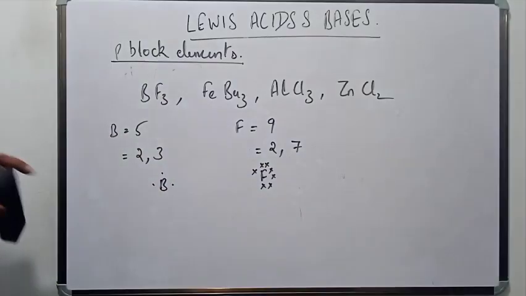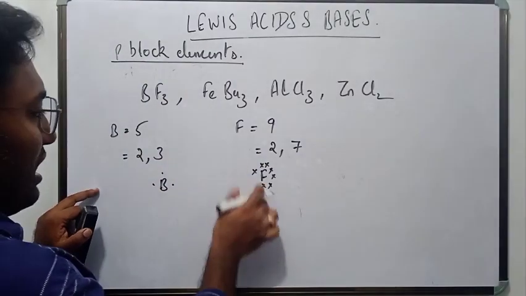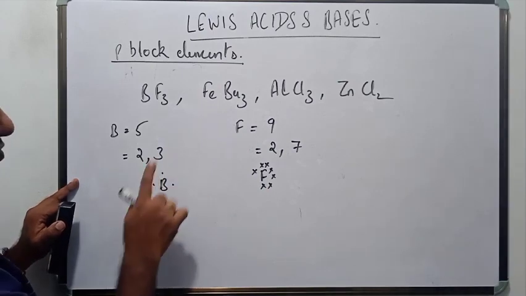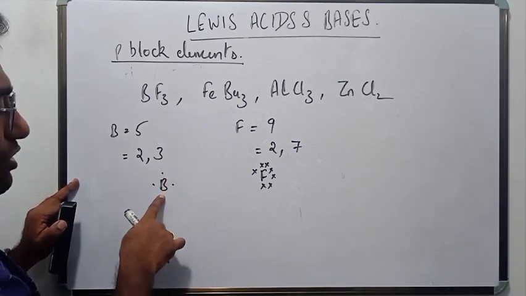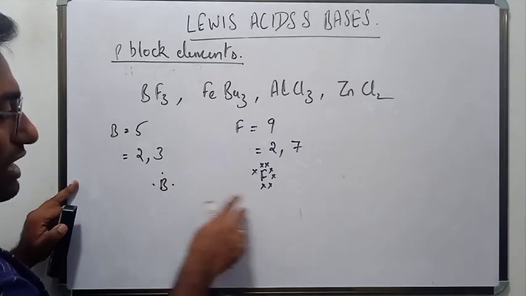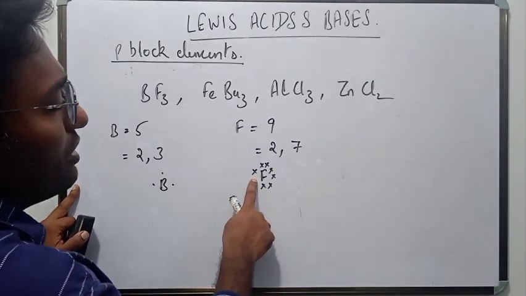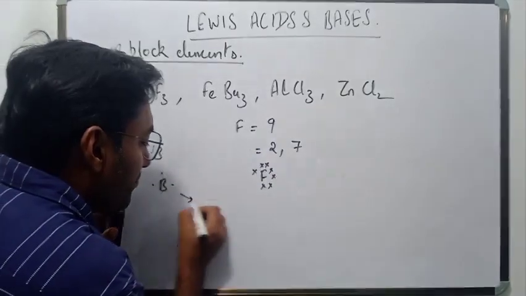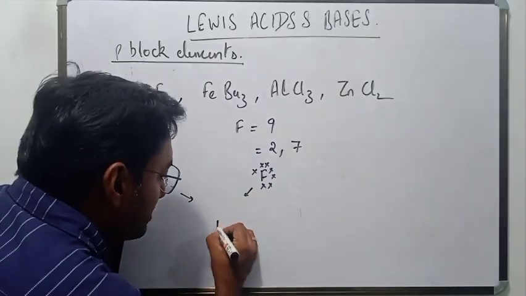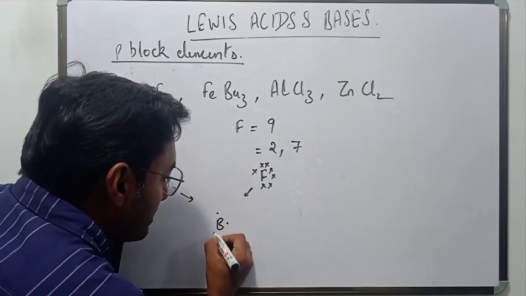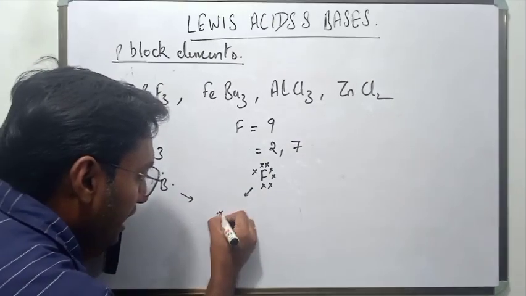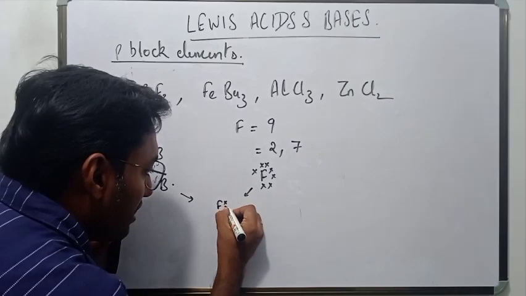Now let us combine B and F3. How many electrons does boron require? Boron requires 5 more electrons to complete its octet, and fluorine requires 1 more electron to complete its octet. So let us go for covalent bonding. Now what happens? These are the 3 valence electrons of boron, and here is our fluorine.